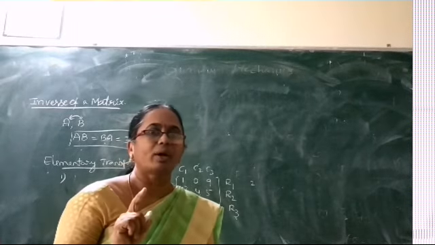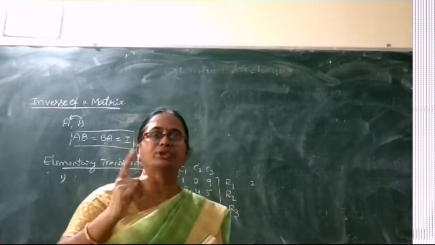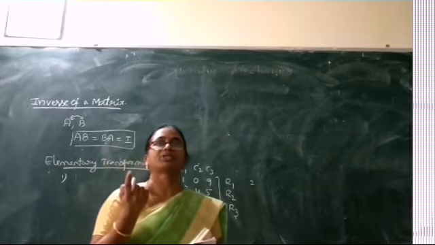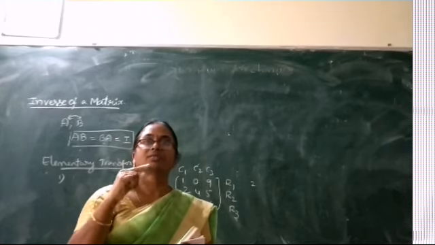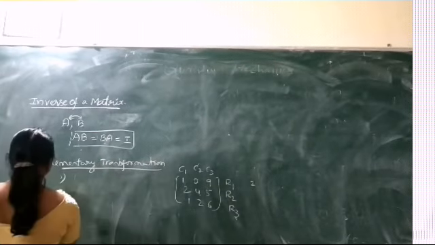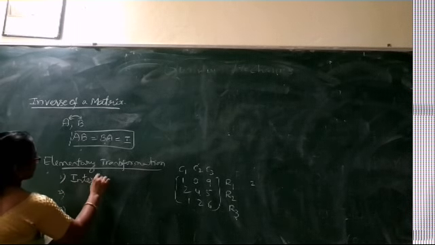So what is our second one? The first one is to interchange, the interchange of rows and columns. The second one is multiplication of each element of a row or column by a non-zero scalar or a constant. Now coming to the third one.